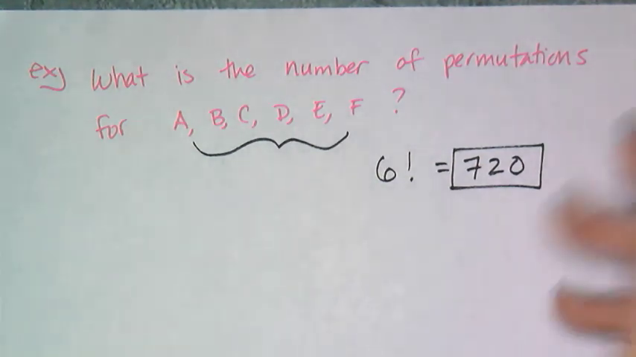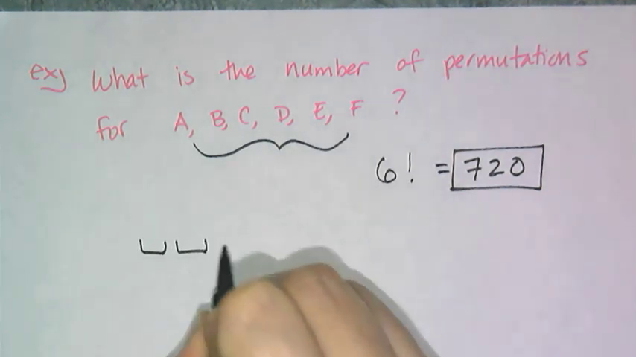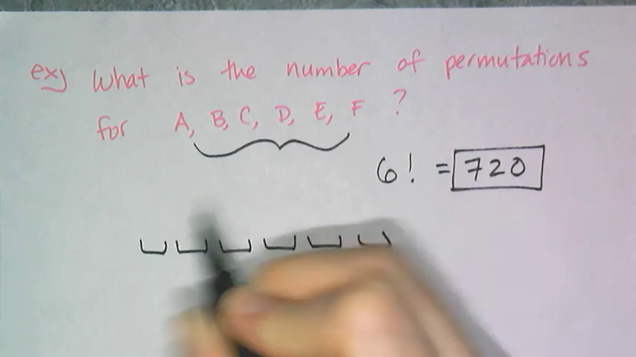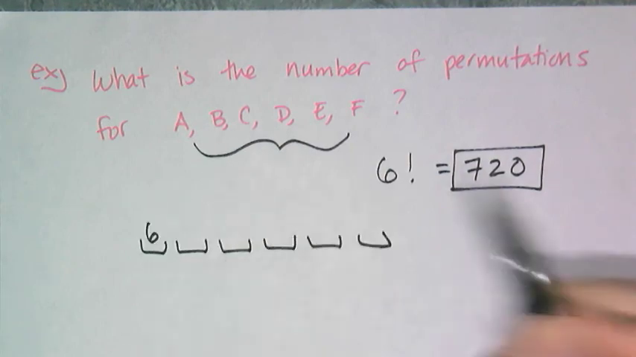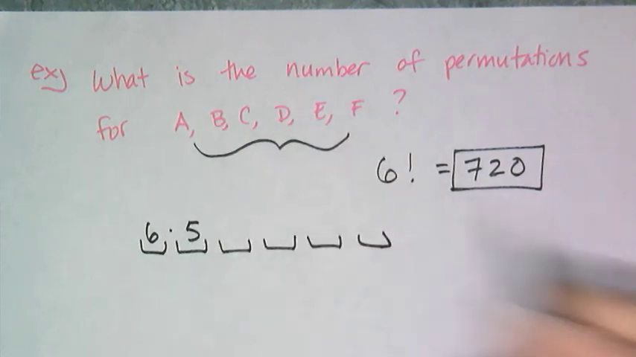And if you forget the formula, then remember the fundamental counting principle. And you can think of it as, well, I have 6 spaces I need to fill. I have 6 options for the first space. Once I choose that first letter, I only have 5 left.